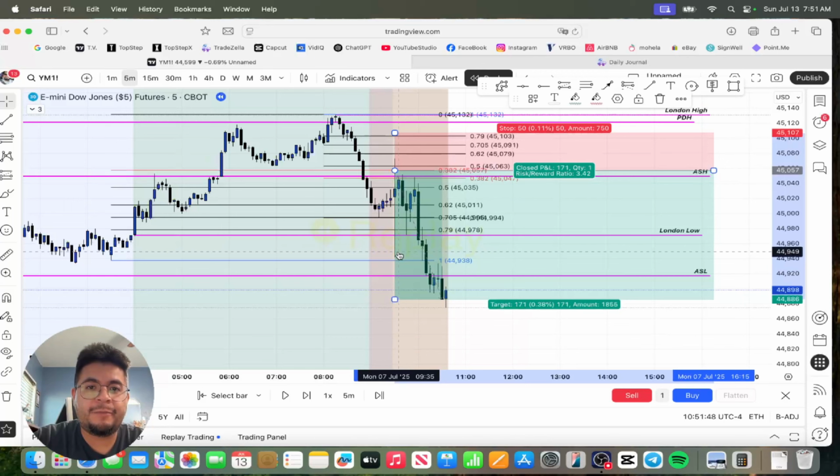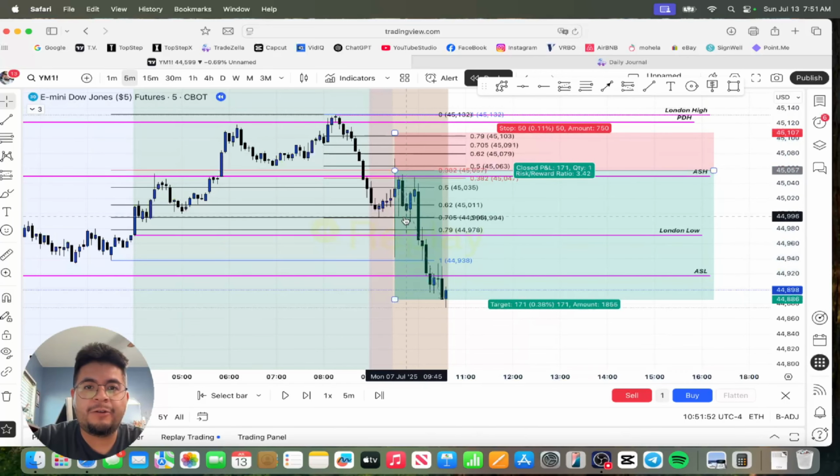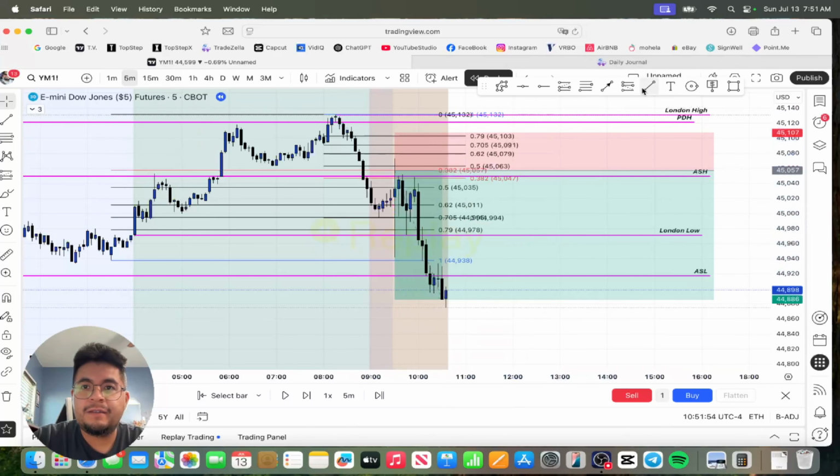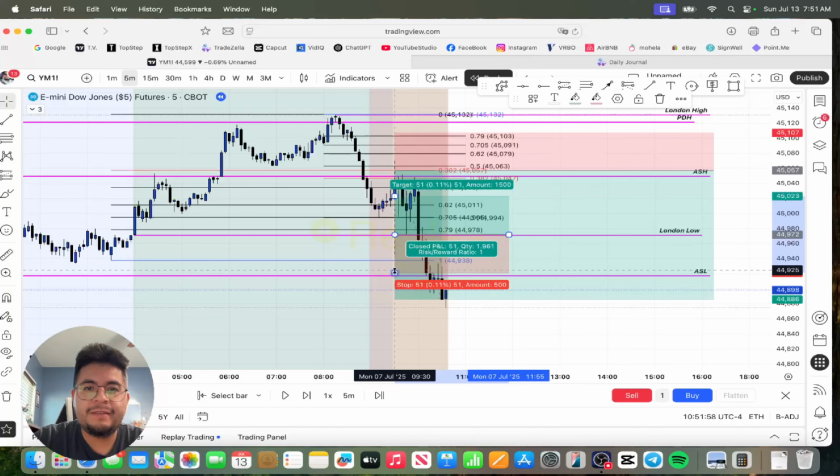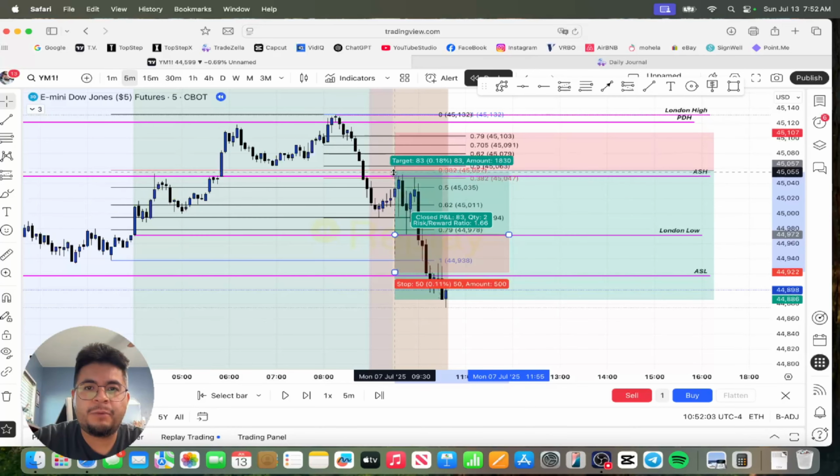Now, that was a good trade. Someone could have caught from down here, like I said, London low to that. I don't know if it would have been a TP2 trade. Let's go ahead and see that. London low, 50-point stop, 100 points, not quite there.